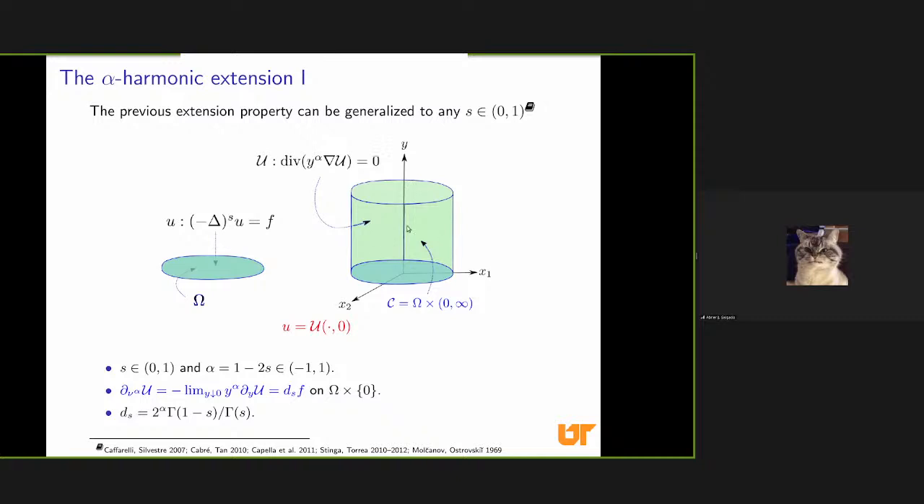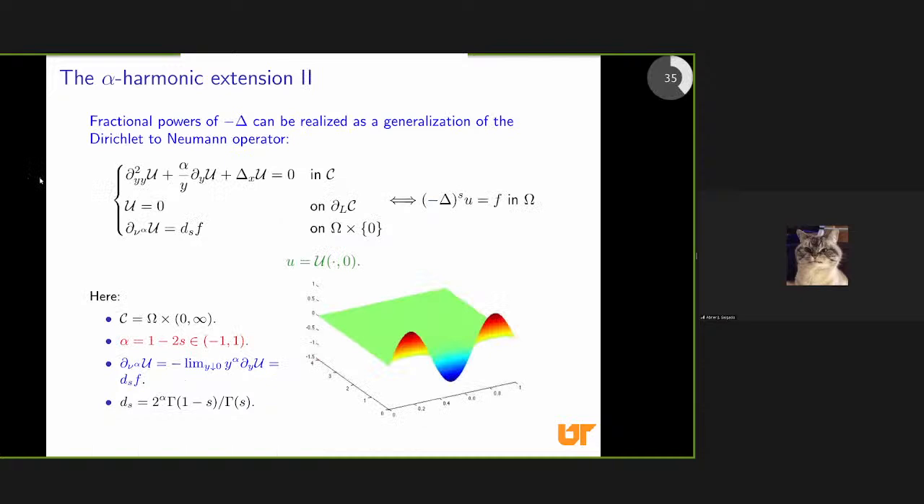You solve this problem, which is now a local problem, albeit in one more dimension. And then you go back and compute the trace of the solution to that problem at y equals 0. And it turns out that what you get is the solution to this problem, the problem that we wanted to deal with first. So once again, fractional powers of the Laplacian can be realized as a generalization of the Dirichlet to Neumann operator, by just computing the solution to this Neumann problem and then taking its trace.